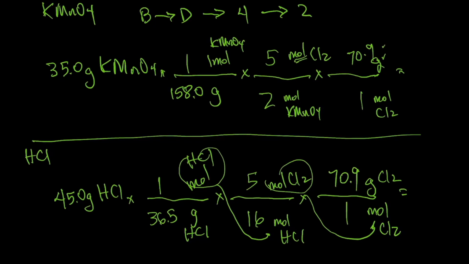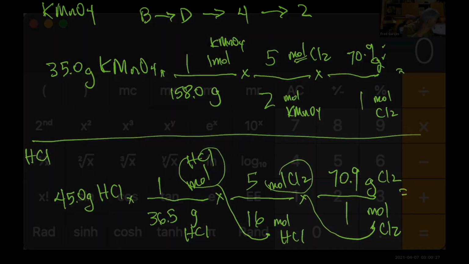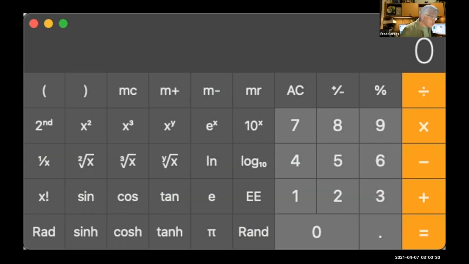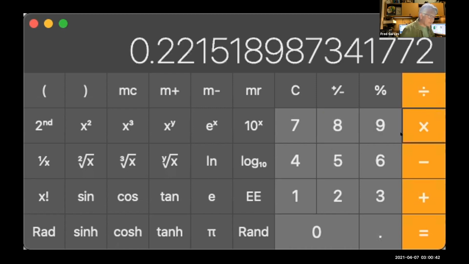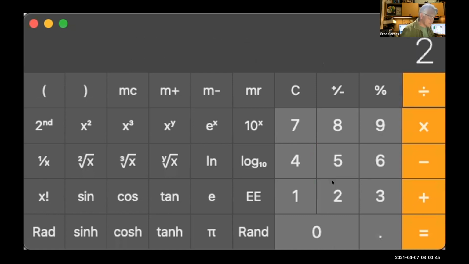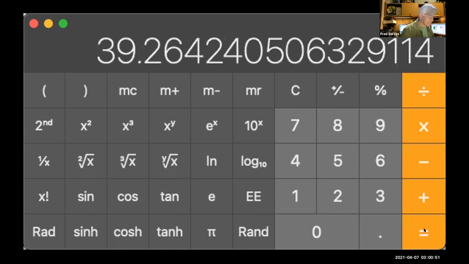Okay, so when you do this, let me share with you my calculator, so you guys can see what's going on. So the first one, I'm just going to do 35 grams, and I'm going to divide by 158. And I'm going to multiply by 5 and divide by 2 and multiply by 70.9. Then hit equals. 39.26. According to my problem, I have 3 significant figures. So I'm going to say it's 39.3. 39.3 grams of chlorine. That's for the first one.